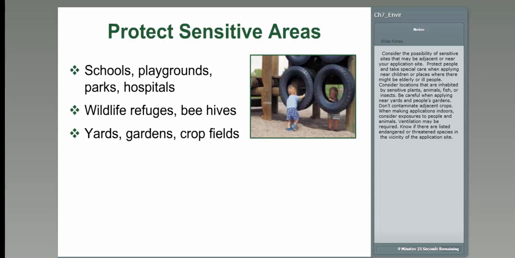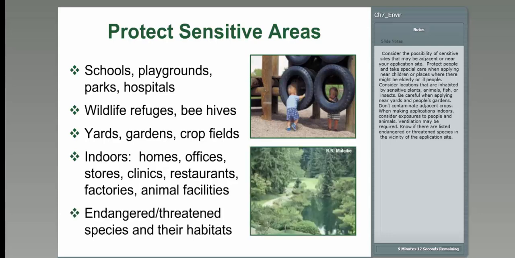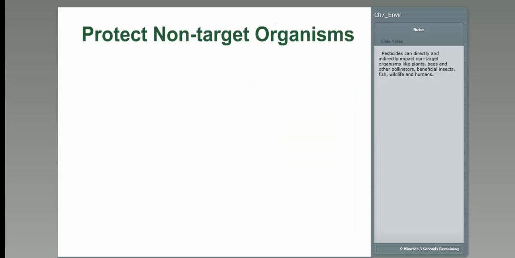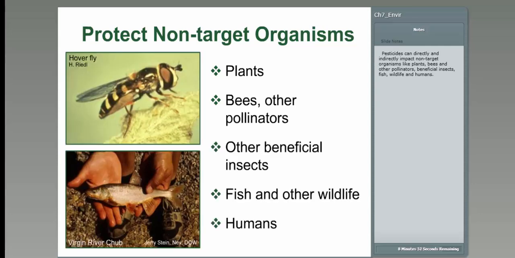Don't contaminate adjacent crops. When making applications indoors, consider exposures to people and animals. Ventilation may be required. Know if there are listed endangered or threatened species in the vicinity of the application site. Pesticides can directly and indirectly impact non-target organisms like plants, bees, and other pollinators, beneficial insects, fish, wildlife, and humans.